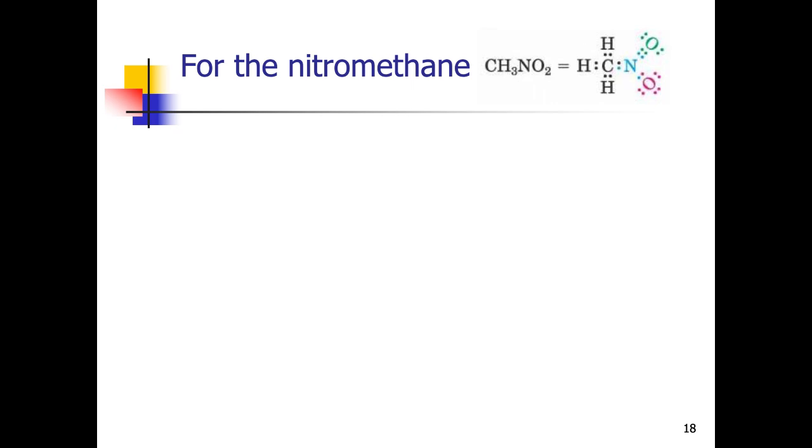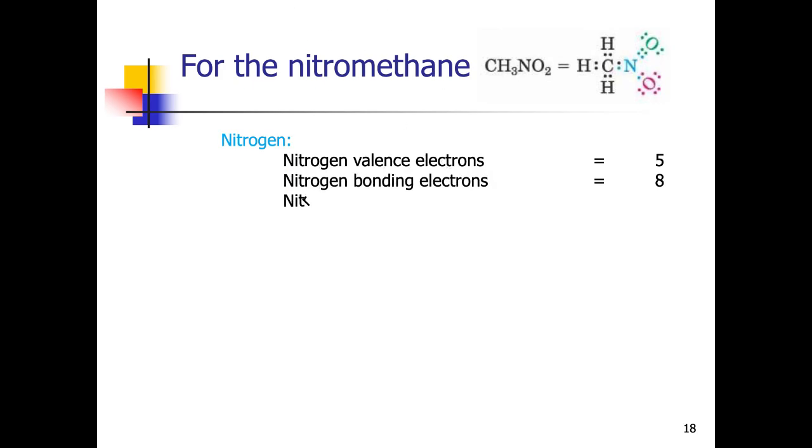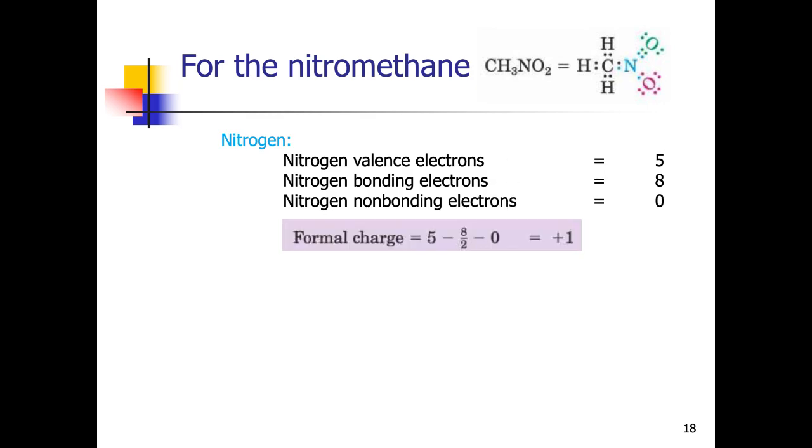The calculation of formal charges for nitromethane. For the nitrogen atom: nitrogen valence electrons equals 5, nitrogen bonding electrons equals 8, nitrogen non-bonding electrons equals 0. Formal charge equals 1.